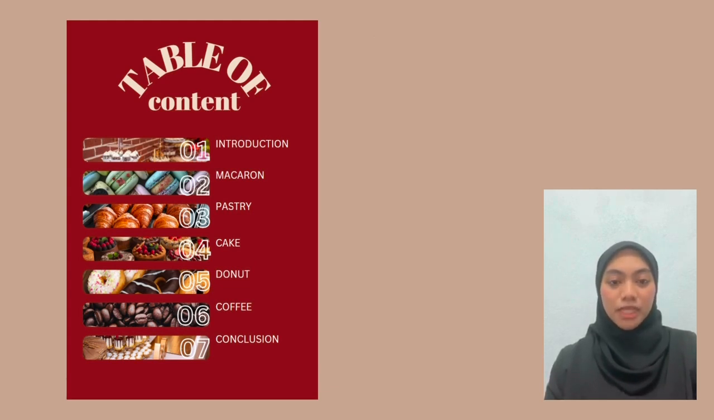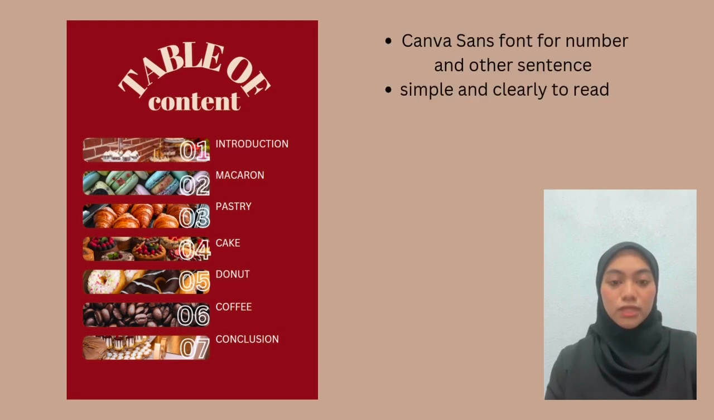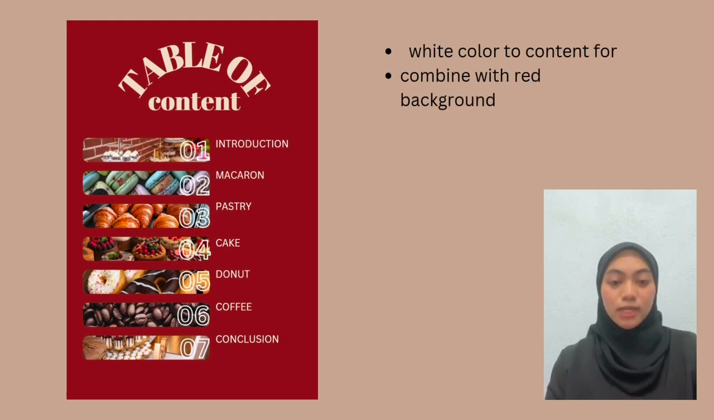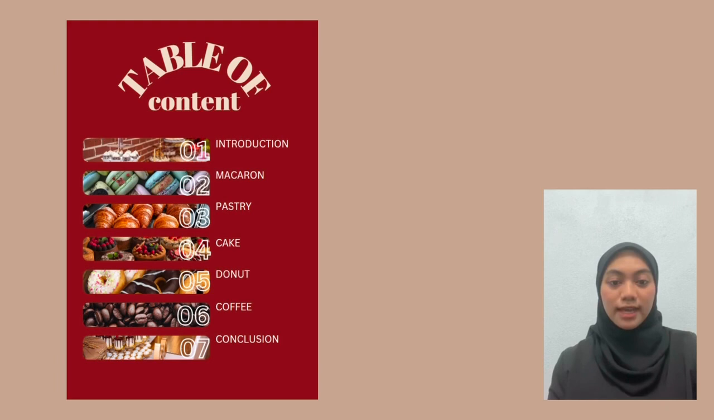We put an image on a shape to look more interesting to the reader, and we choose a square shape. For the font of the content and number, we have chosen Canvas Sans type because it looks more simple and is clearer to read. White color looks like a perfect combination with the background. That's why we choose to use that color on the content, and that's all on this page. I pass to the next presenter.